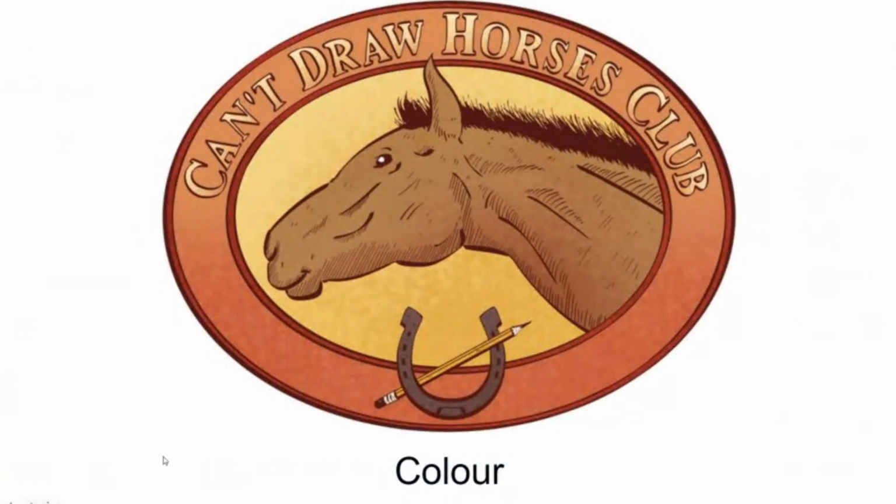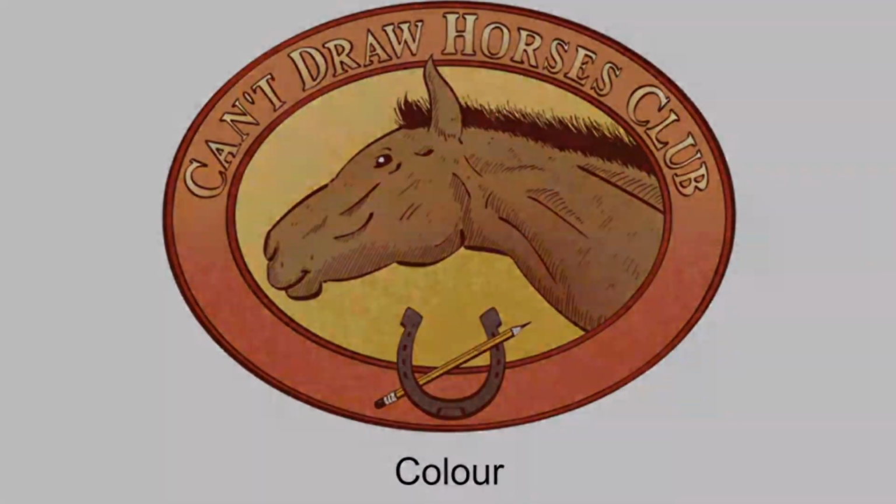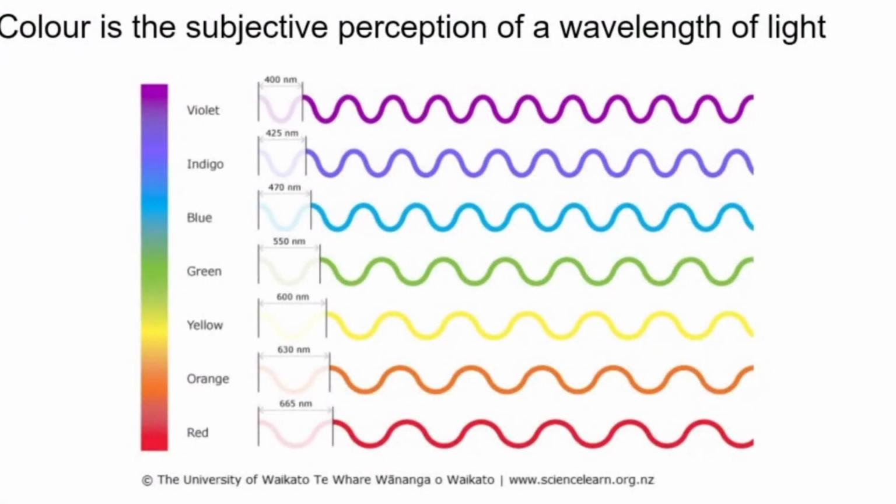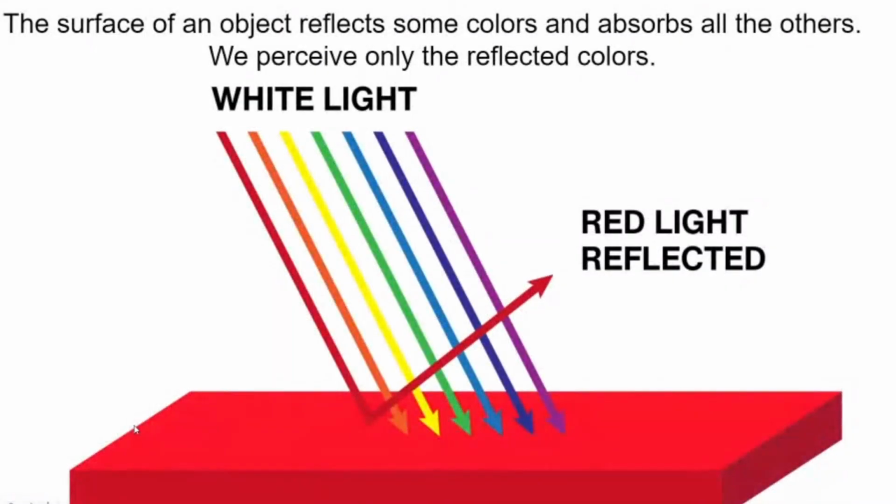All right. I have no jokes, but today we're talking about color. Color is the subjective perception of a wavelength of light. The longer the wavelength, the closer to red the color is, and the shorter the wavelength, the closer to violet the color is. An object appears a color because it absorbs all other colors. So in this example, the red light is reflected from the surface, and so the object appears red.